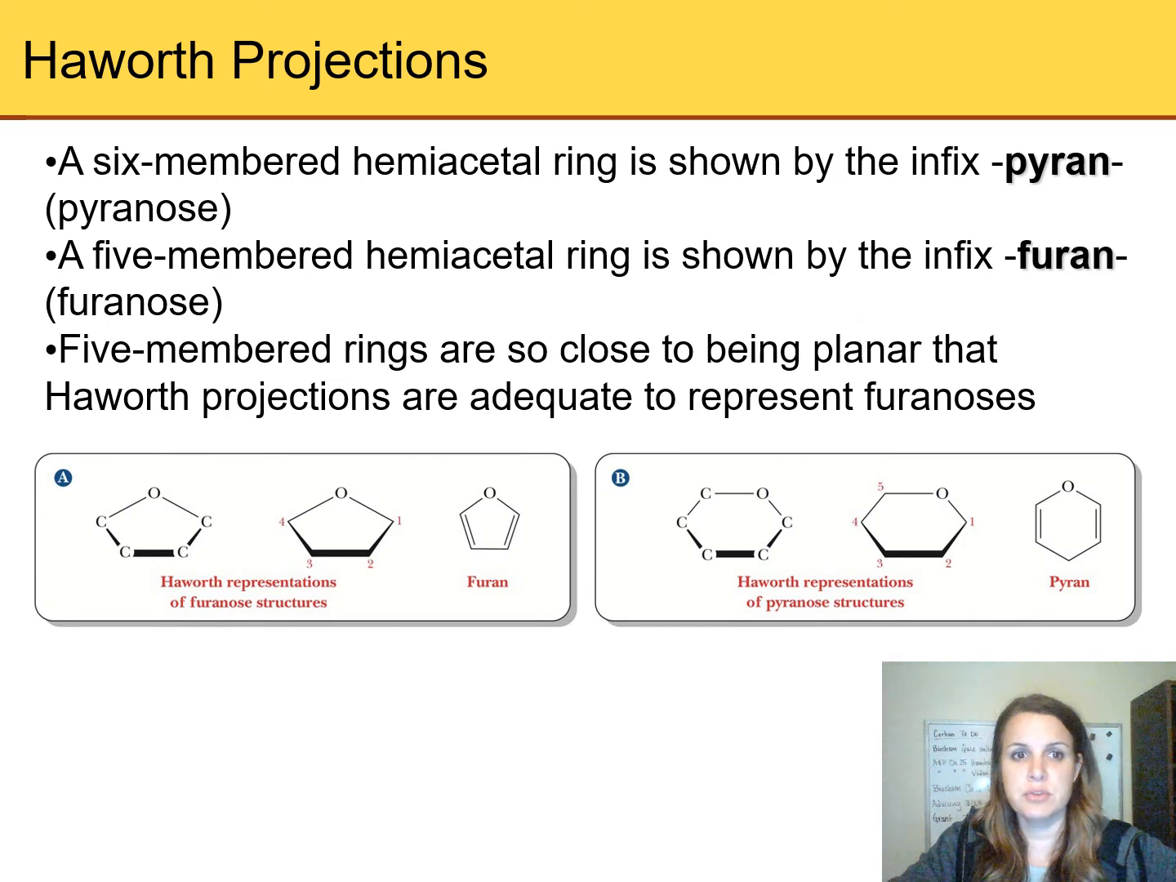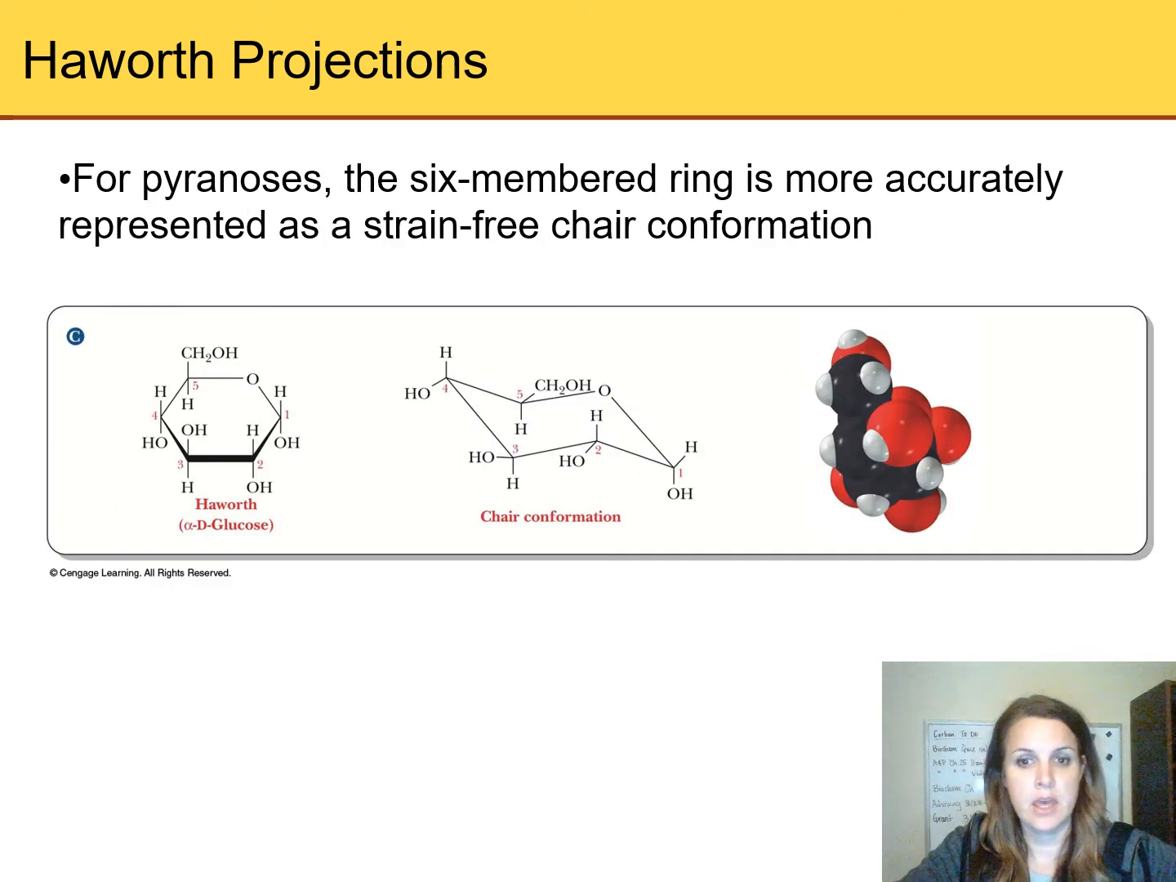When referring to Haworth projections, we call these 6-membered rings pyranoses, and we call these 5-membered rings furanoses. And the 5-membered rings are really close to being planar, so Haworth projections are pretty accurate in representing these furanoses. For pyranoses, the 6-membered ring would be more accurately represented by the chair conformation, and you guys probably did some of this in organic chemistry. But here we're going to either use Haworth projections or the Fischer projections.